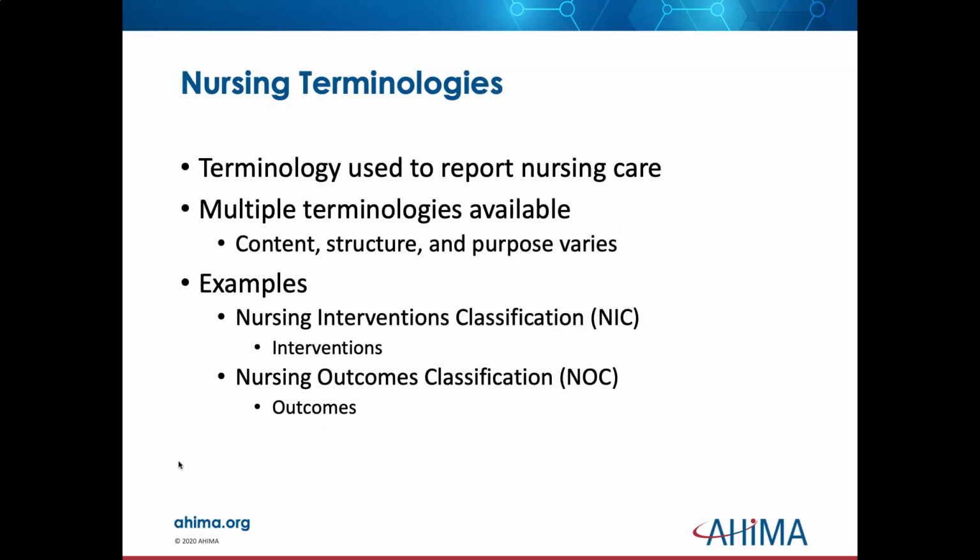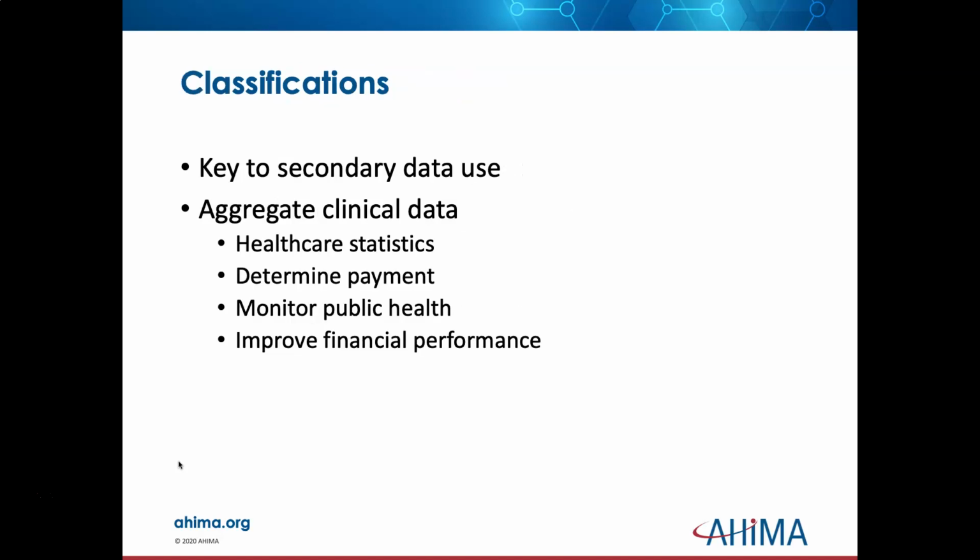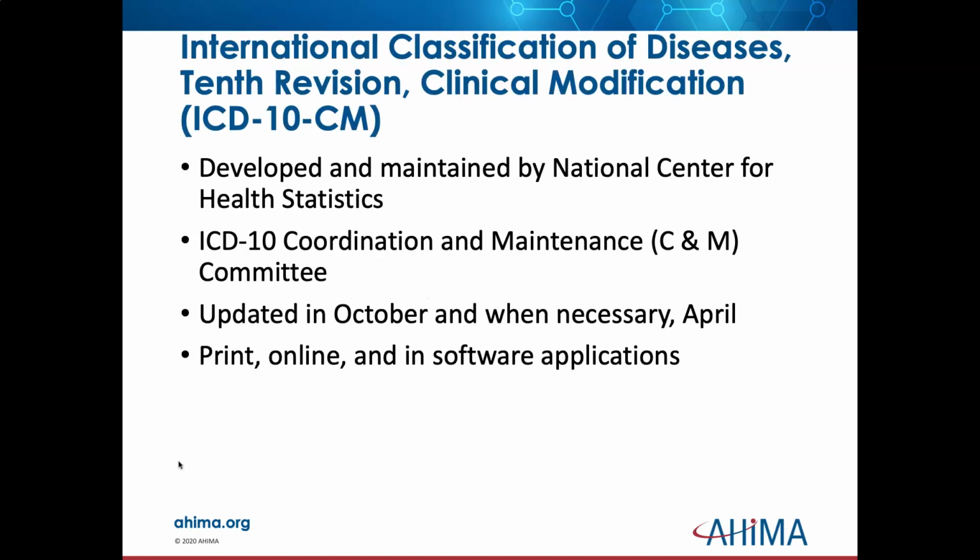Nursing terminologies. This is terminology that's used to report nursing care. There are multiple terminologies available. Their content, structure, and purpose vary. Some examples they give you here are the nursing interventions classification and the nursing outcomes classification. Classifications are key to secondary data use because they aggregate clinical data, permit the collection of healthcare statistics, determination of payment, monitor public health, and improve financial performance.